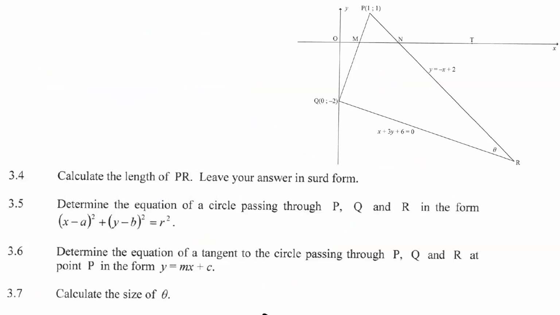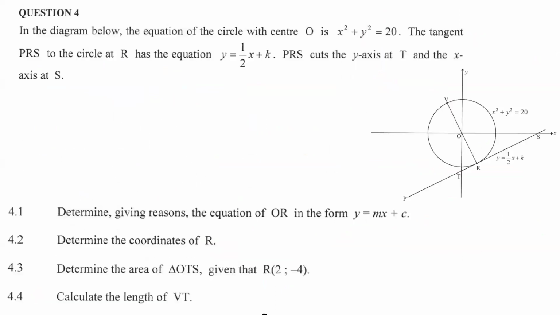Right, so in the next case, we're going to look at this circle. And we want to deal with this circle, but also want to be in a position to solve this question in detail. In the diagram below, the equation of the circle with center O at the origin is x squared plus y squared equals 20. So this is the equation of the circle.